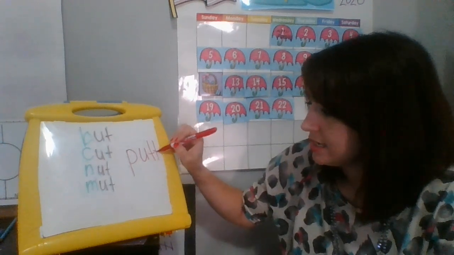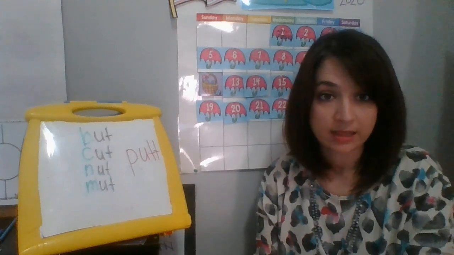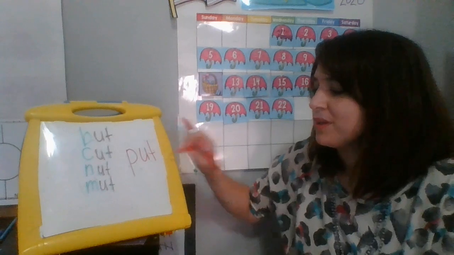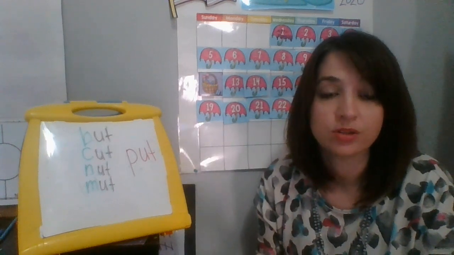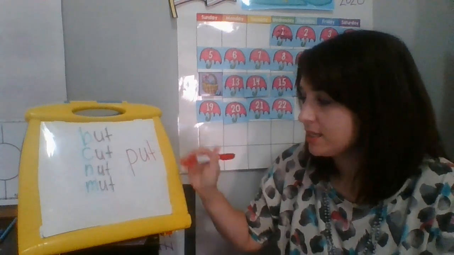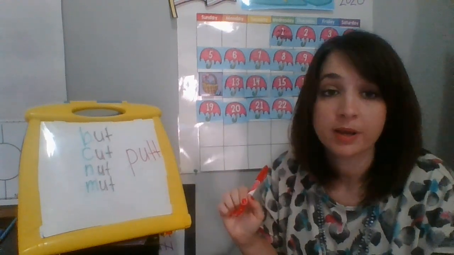Like if I did two T's, I could do putt, like when you go play the little miniature golf, putt. But when it has one T, we normally read this word put. You hear the short U sound. So put. Or if I add two T's, putt.